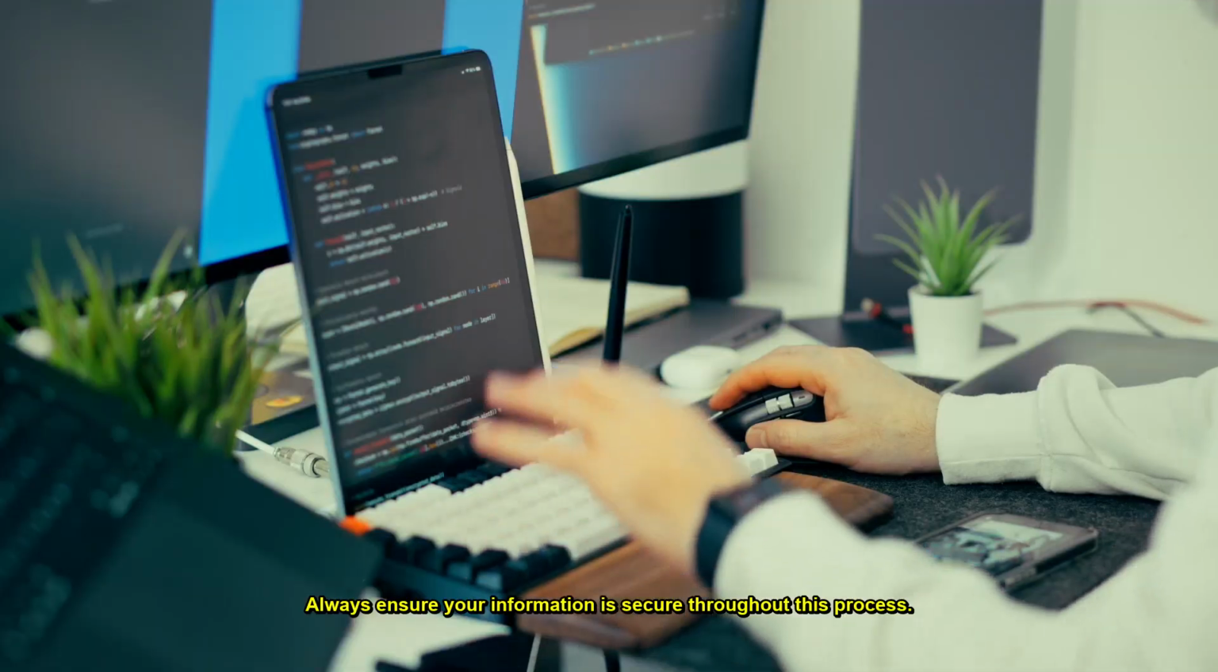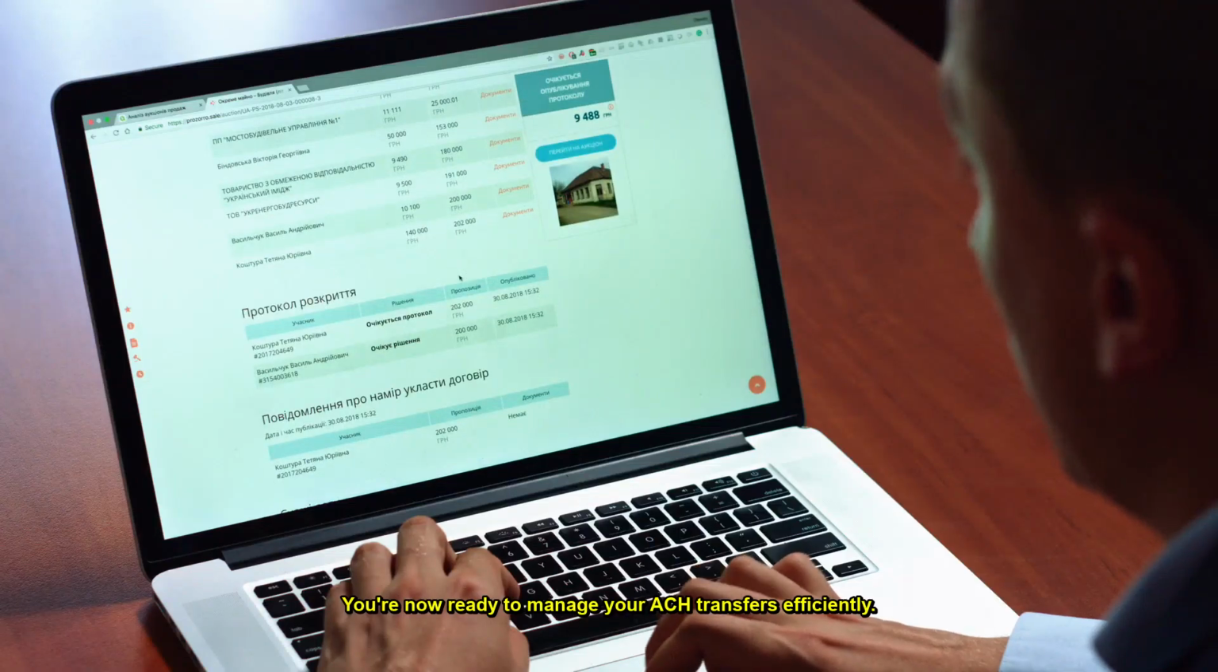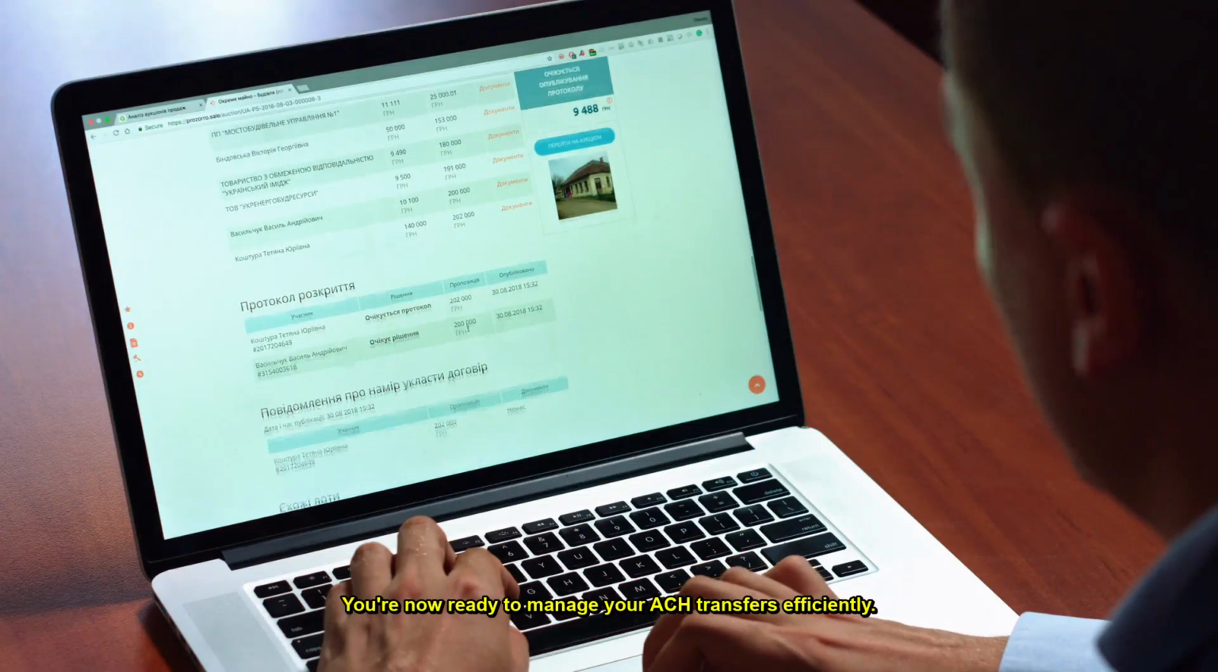Always ensure your information is secure throughout this process. You're now ready to manage your ACH transfers efficiently.